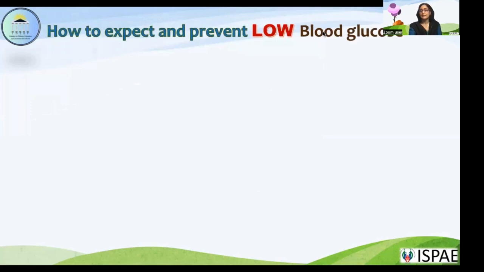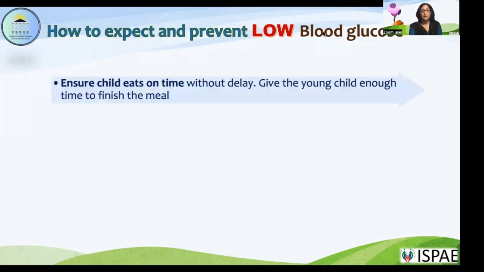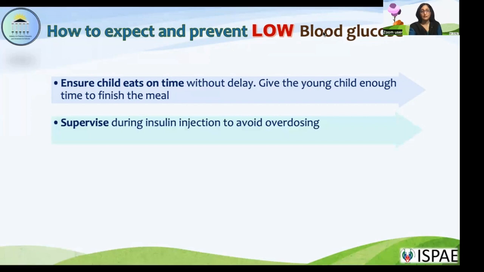Now, prevention is better than cure, so always remember to anticipate situations where the child can go into a low blood glucose state. So what all we can do to prevent such situations from arising in certain situations? So ensure that the child eats on time without delay. Give the child enough time to finish the meal.